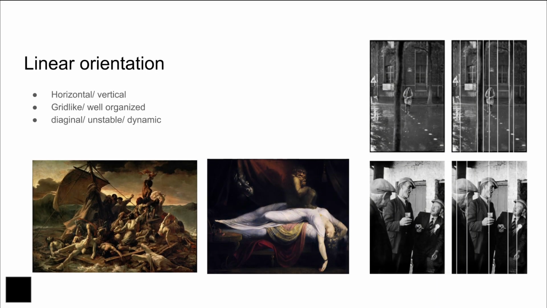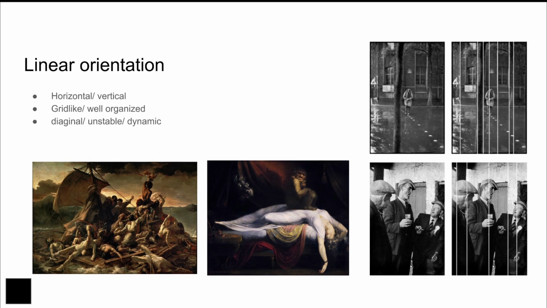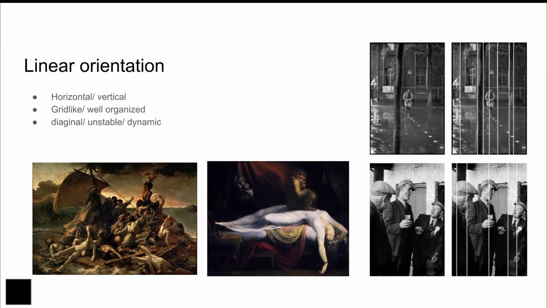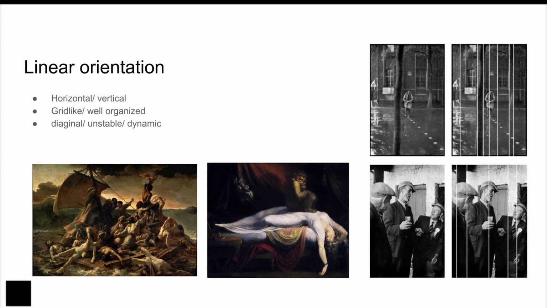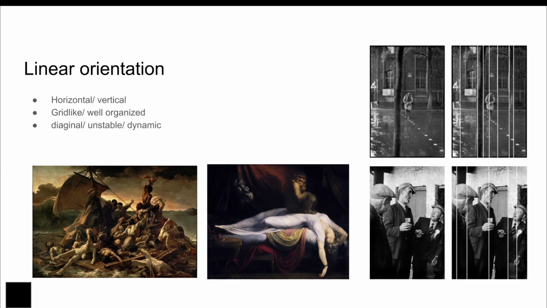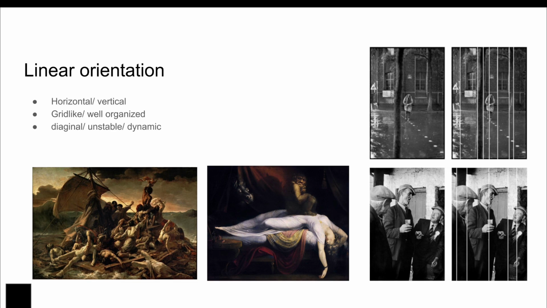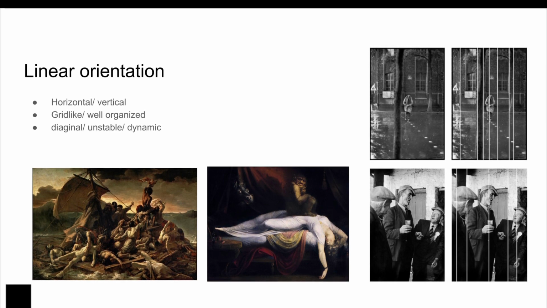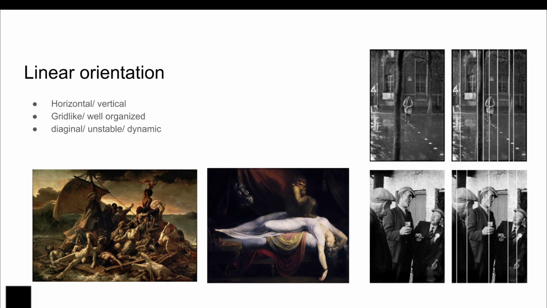Next, we will talk about linear orientation. Examples are horizontal and vertical, grid-like, well-organized, diagonal, unstable, and dynamic. This is really when line and shape start to come together in a composition. I've posted some images on the right here of a vertical composition, and you can really just see that all of the lines are pointing straight up and down throughout the image, the background and the foreground matching.